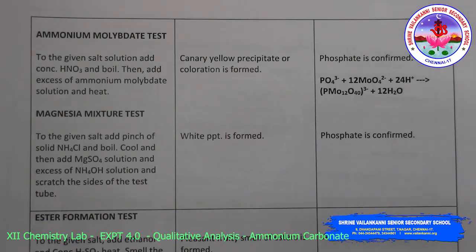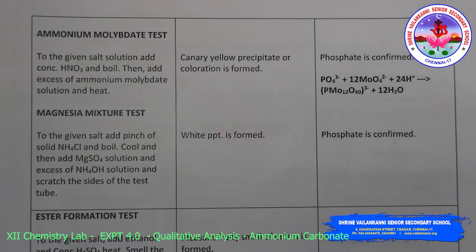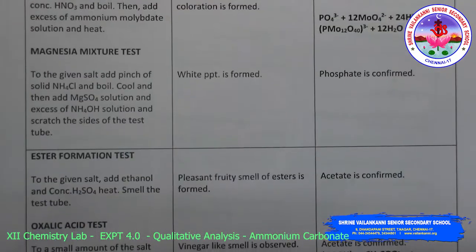Then the magnesia mixture test. Take a pinch of salt, then add solid ammonium chloride and boil. Cool, then add magnesium sulfate solution and excess of ammonium hydroxide solution and scratch the sides of the test tube. A white precipitate is formed, that is, phosphate is confirmed.